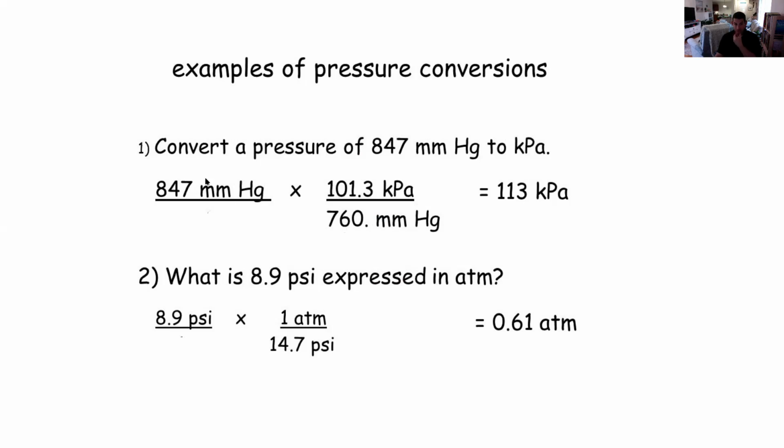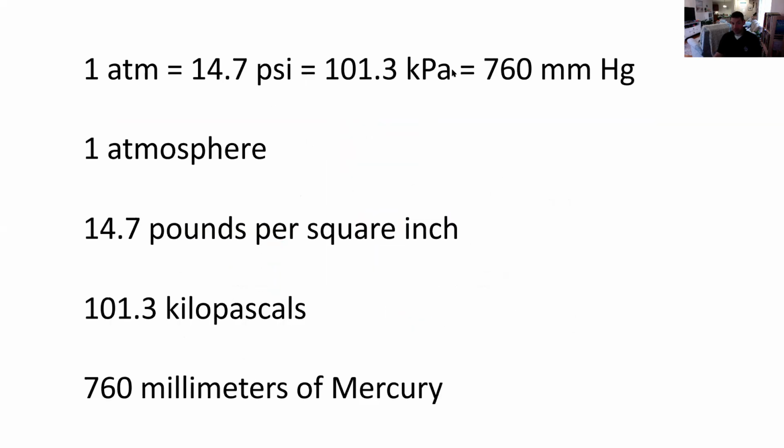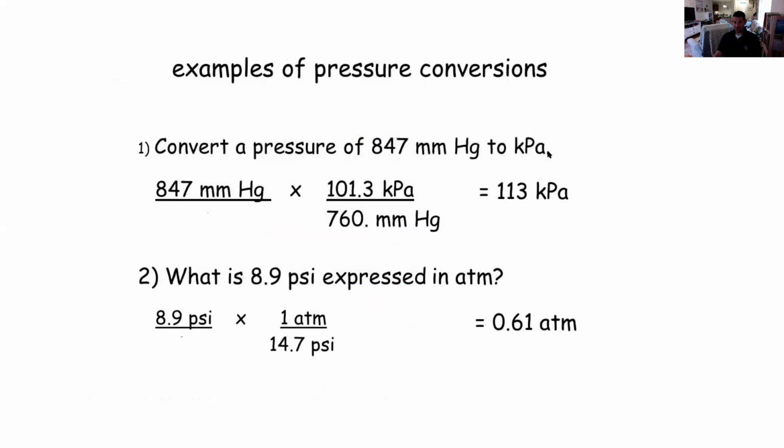So here's your given. Identify the given unit, put the given unit on the bottom, put the unit you want up top, put in the equivalences. Make sure you write them all down. They are important. 1 ATM, 14.7 PSI, 101.3 kPa, 760 mm of Hg.